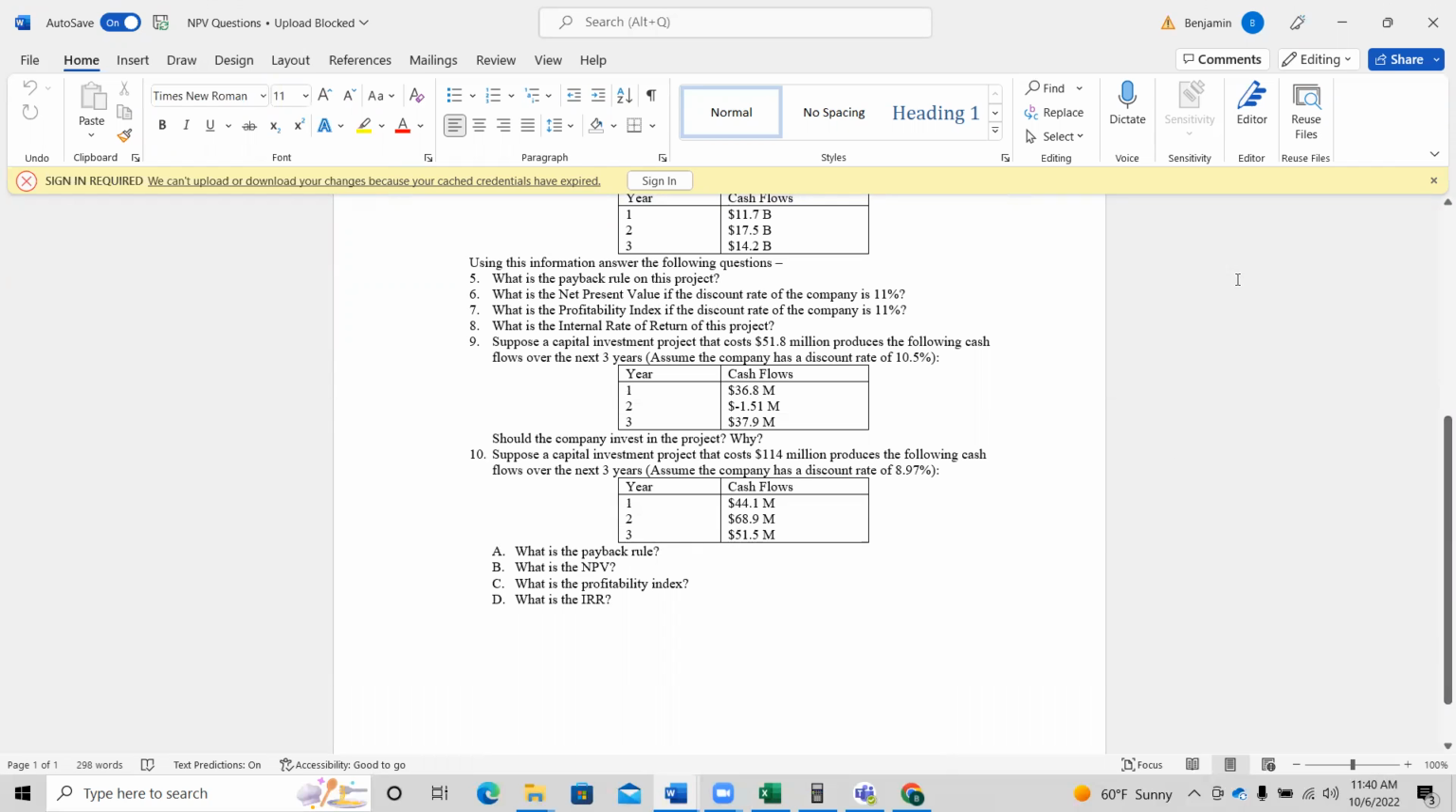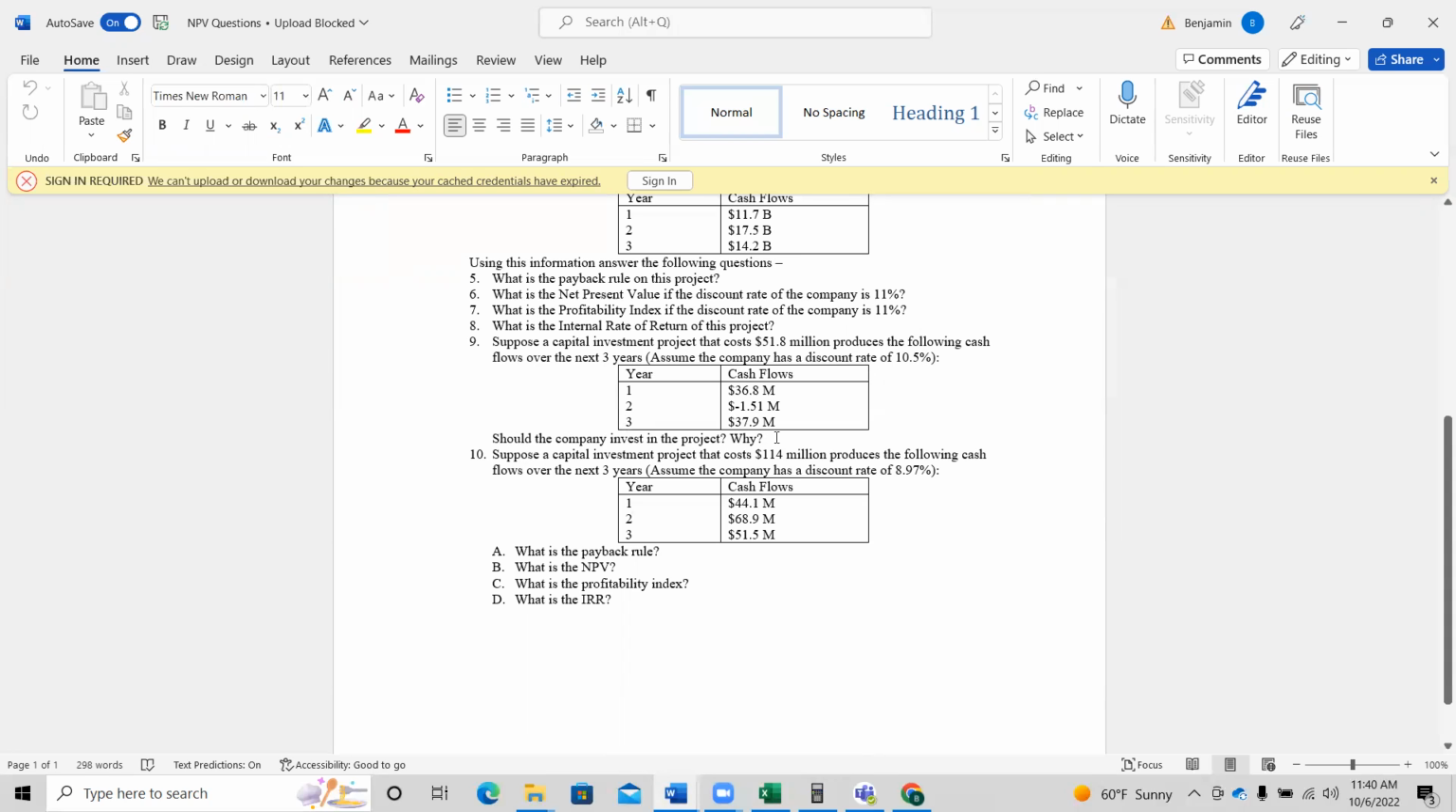Yeah, let's do this. So number 9, suppose a capital investment project costs 51.8 million and produces the following cash flows over the next 3 years. The company has a discount rate of 10.5. I ask, should the company invest in the project and why?